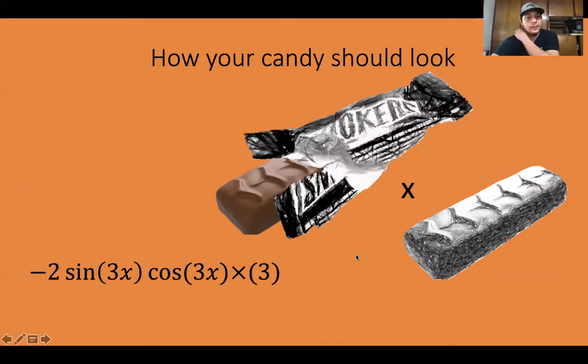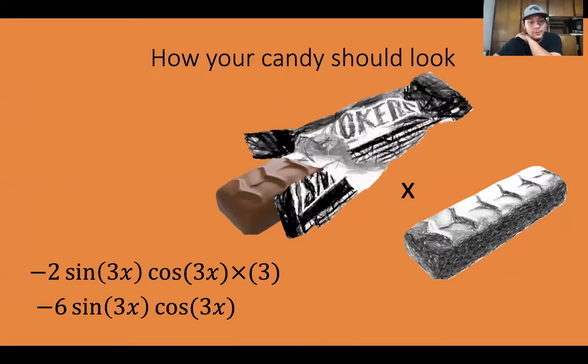We can't just leave it like this. We have to simplify it even further. So we're just going to take 3 times negative 2 sine, and we're going to get negative 6 sine 3x cosine 3x. So I hope this was a little simple for you guys.